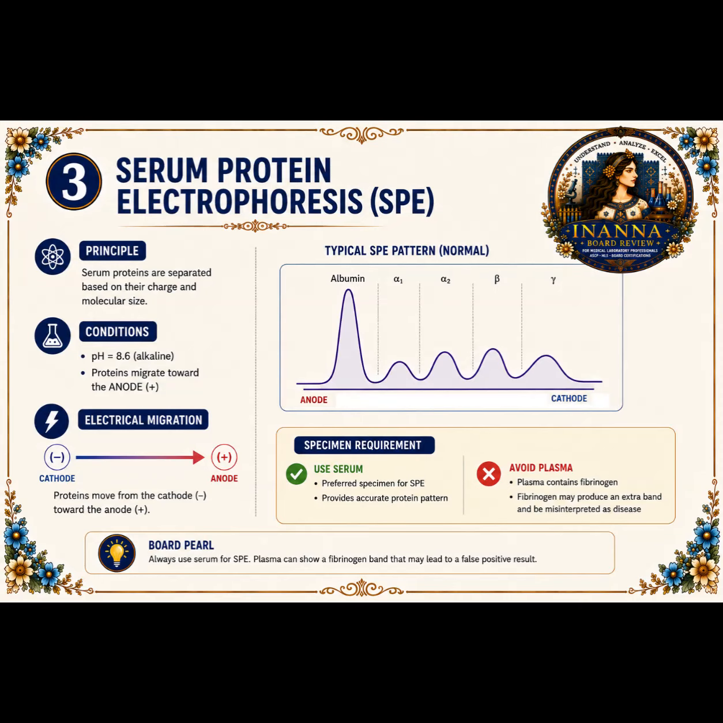Serum protein electrophoresis. Serum protein electrophoresis separates serum proteins based mainly on their charge and physical properties. At an alkaline pH of about 8.6, most proteins carry a negative charge and migrate toward the anode. Albumin moves fastest because it has the greatest negative charge. Serum is preferred over plasma because plasma contains fibrinogen, which may create an extra band and cause misinterpretation.